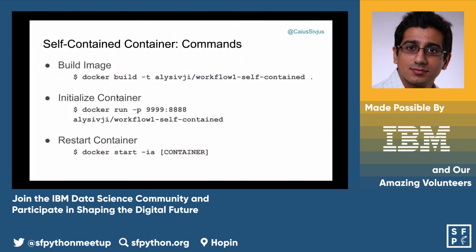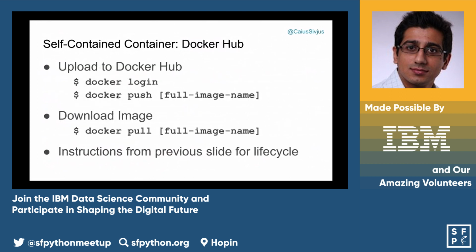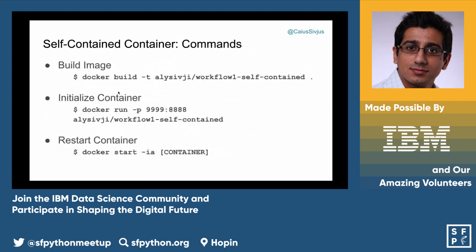So you're just walking through the steps. And now that we have our image, it's pretty easy to upload it to Docker Hub. We can do docker login to log into our account, docker push with the full image name to push that image to our Docker Hub. And then we can have instructions to docker pull our image, and then instructions from the previous slide to initialize our container and then restart a container as required.